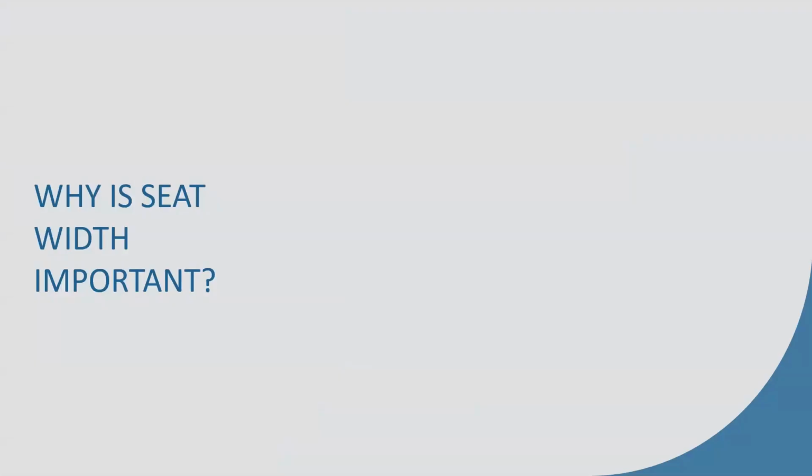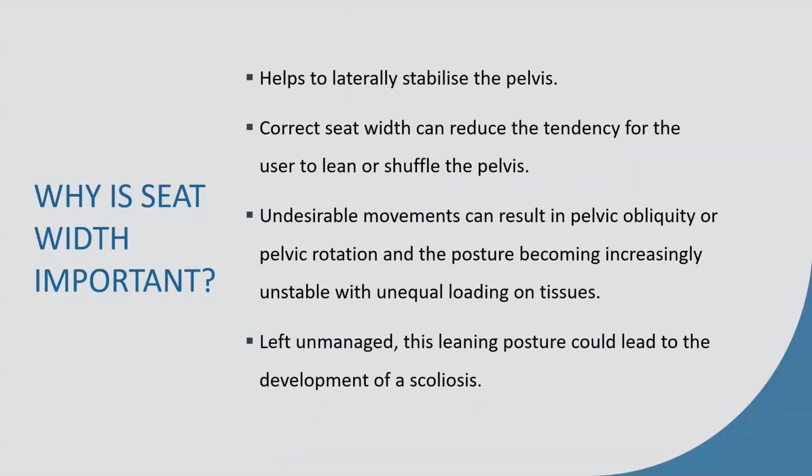Next, we have seat width. That's there really to laterally stabilise the pelvis, so stabilising from the sides. The correct seat width would reduce the tendency for the individual to shuffle the pelvis or lean, and we start seeing that pelvic rotation happening. Those are, of course, undesirable movements where we can then see things like obliquity and the posture becoming increasingly unstable with unequal loading on tissues.